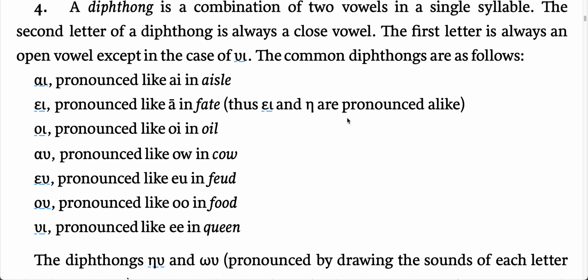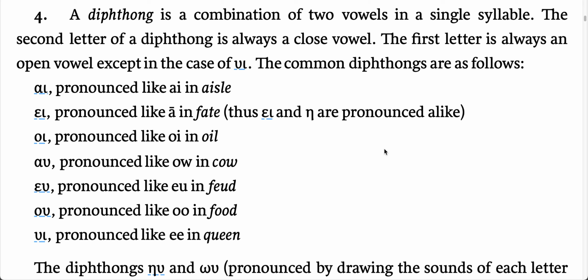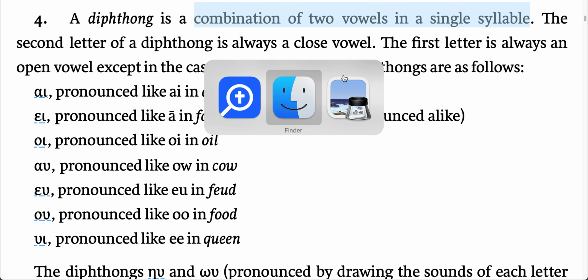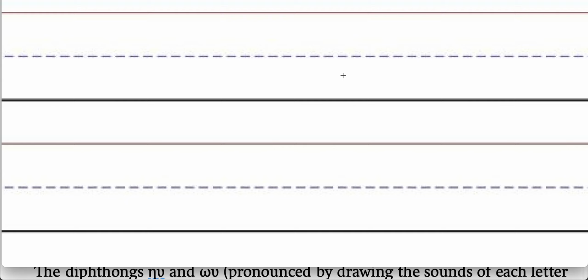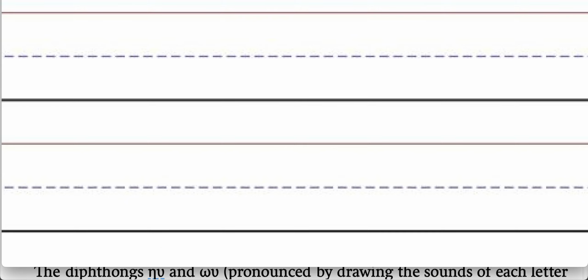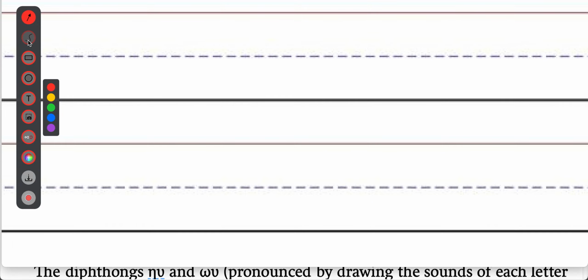Now, number 4, we're going to talk about what's called a diphthong. A diphthong is a combination of two vowels, but it's a single syllable. Okay? Two vowels in a single syllable. So I'm going to come back to this. But what I want to do is get back into my drawing program, and talk about syllables just for a minute.